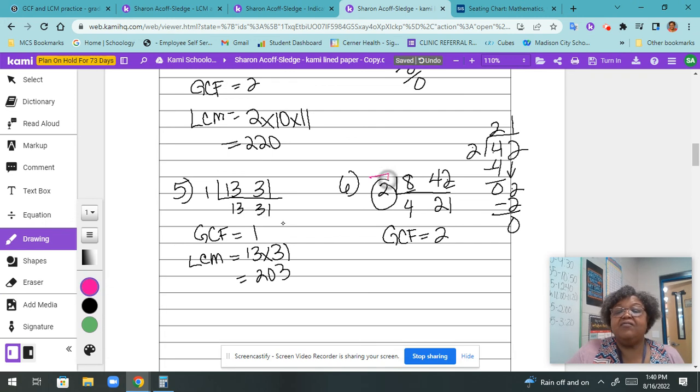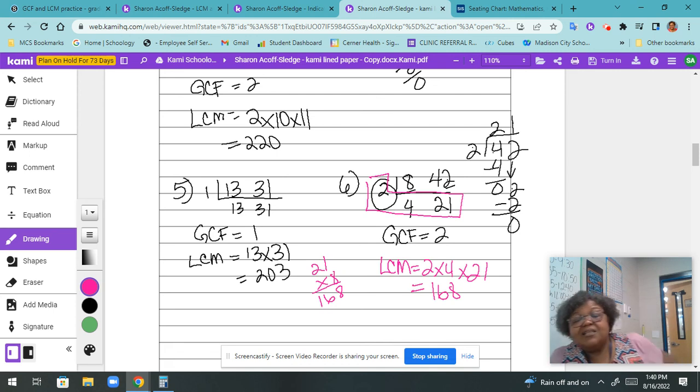And let's draw my big L for LCM. Remember, we're always drawing the L. So 2 times 4 times 21. So that's 21 times 8. 8 and 2 is 16. So my LCM is 168. That is the smallest number that 8 and 42 will go into.